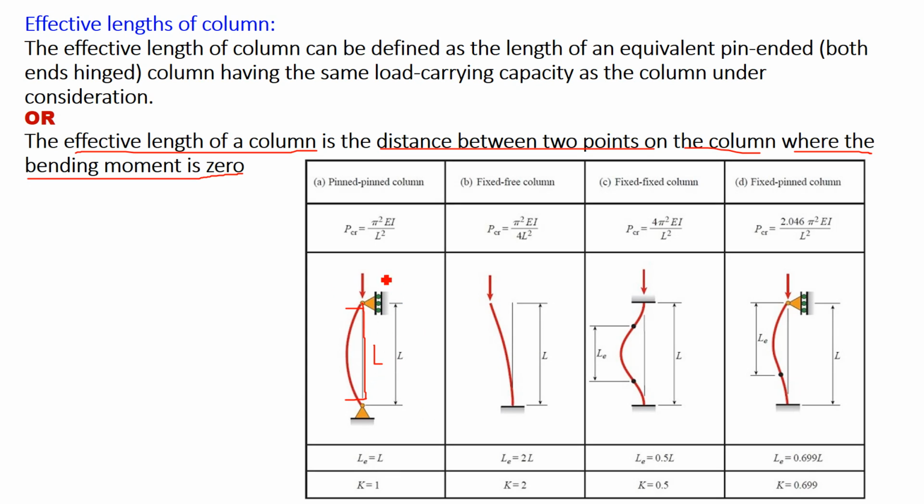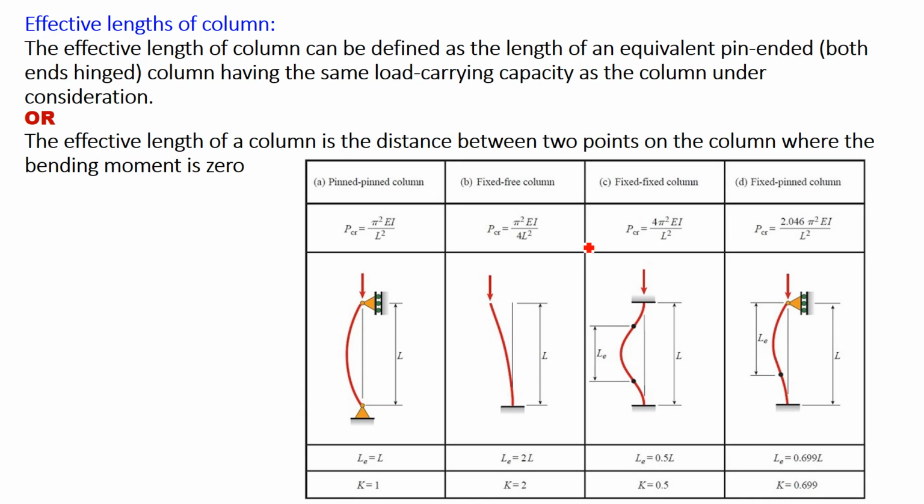Now if you look at this two end pin or both ends simple column, bending moment is 0 at the ends. So it means the distance between both ends is nothing but the effective length of column. But for other boundary conditions, the bending moment is not 0 at the ends. So how to define the effective length for other boundary conditions?